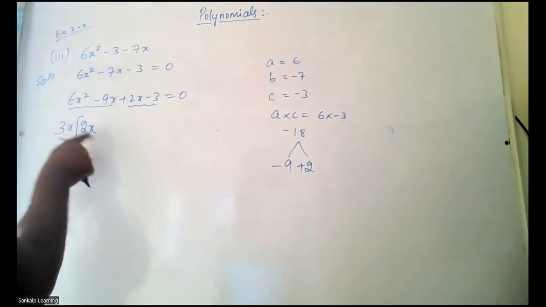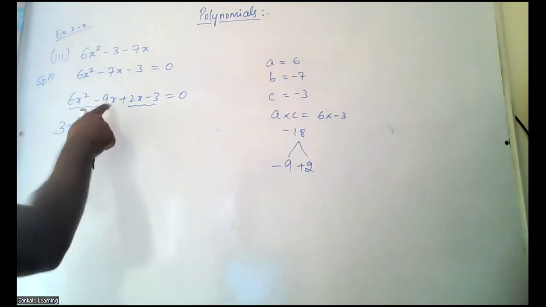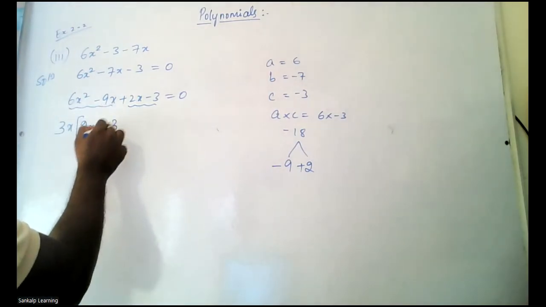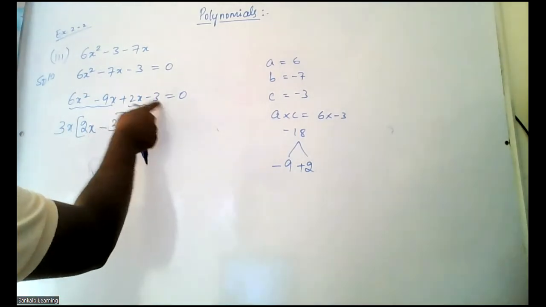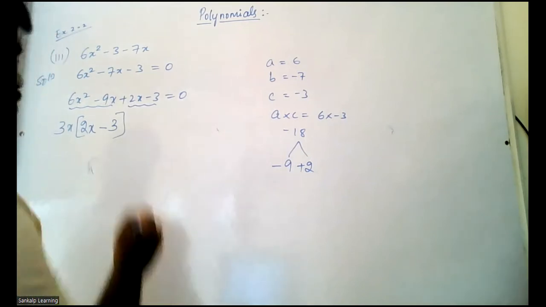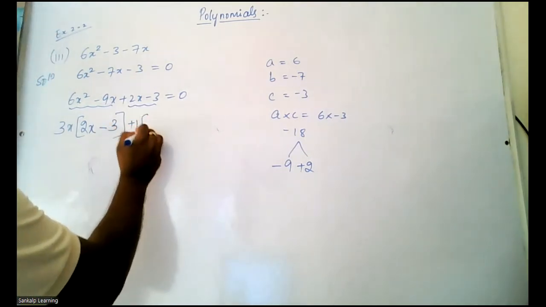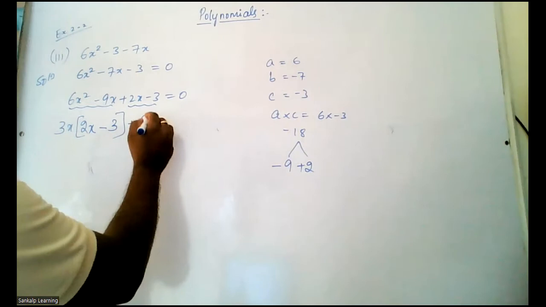3 2s are 6. X into x, x square. Minus this x has already come out. So 3 into what gives you 9? 3 3s are 9. So you get 2x minus 3. Okay. 2 and 3, what is the common factor between 2 and 3? It is 1. Whenever you take 1 as common, you retain the same thing.